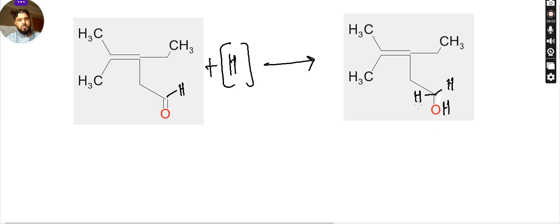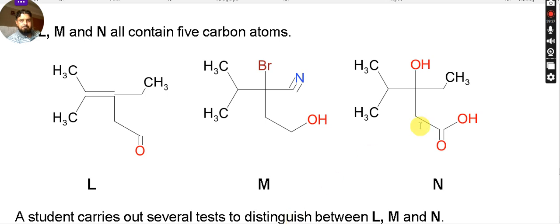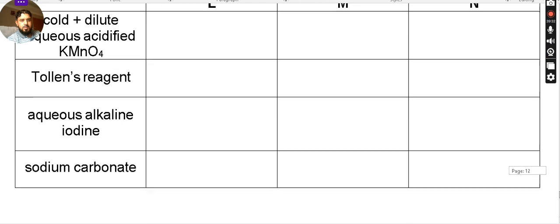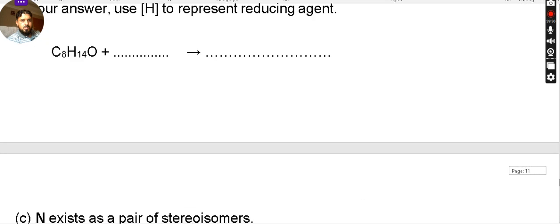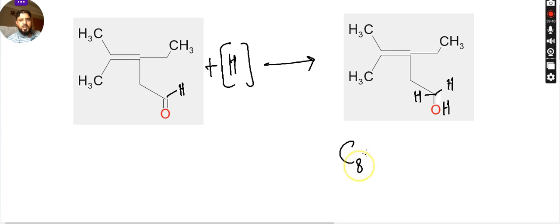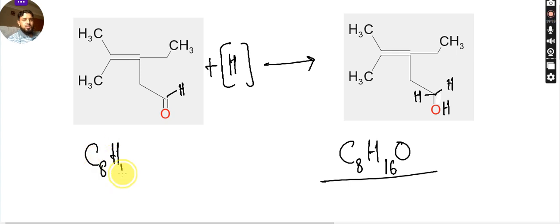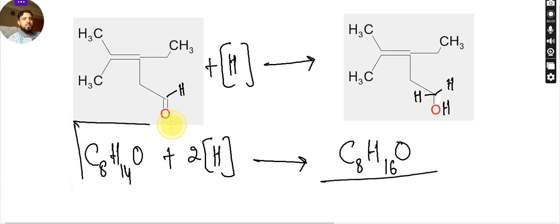So how does it turn into alcohol? We added 2 hydrogens. 1 was already there. That is why the aldehyde changes into primary alcohol. So we do plus 2H, 2 hydrogens added, and then you just add into the molecular formula. It will be C8. Instead of H14, it will become H16, and O. Here it was C8H14O. You added 2 hydrogens because of the double bond, and then you will get this compound. So this will be your equation.